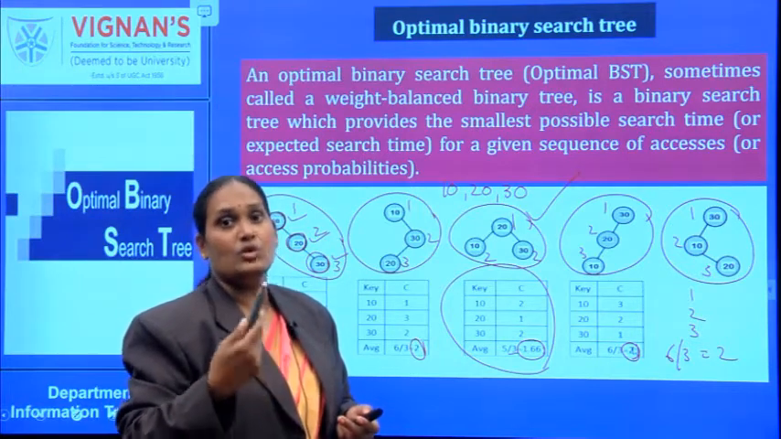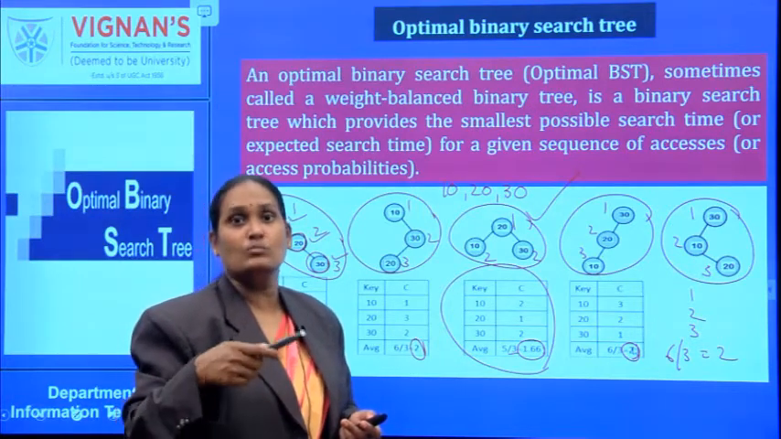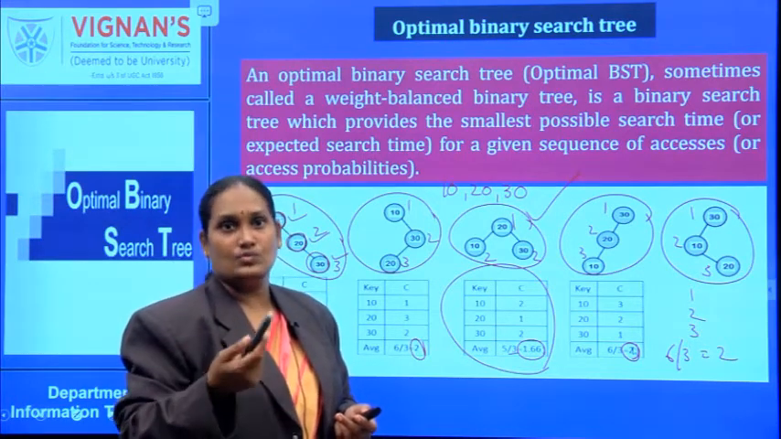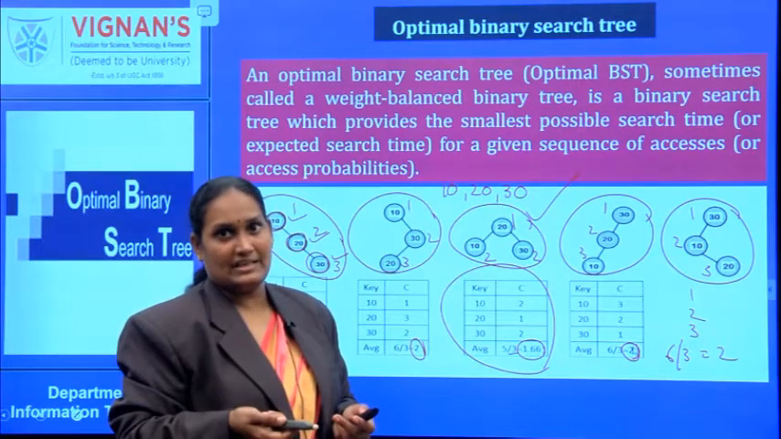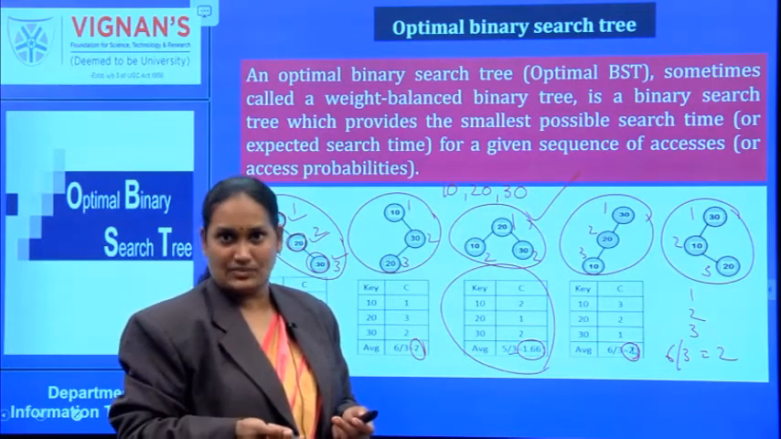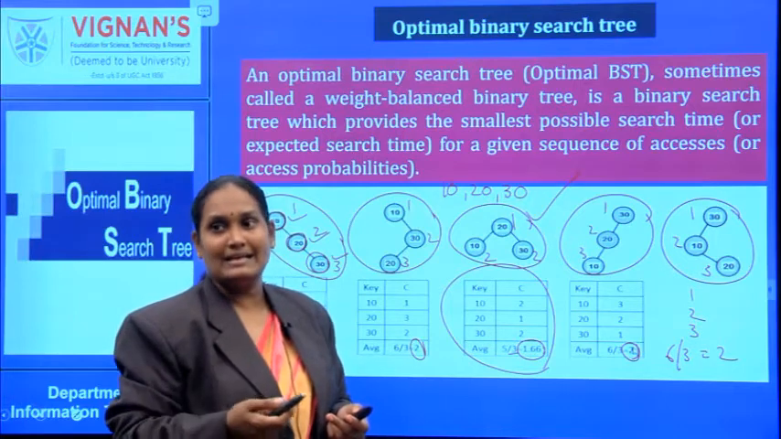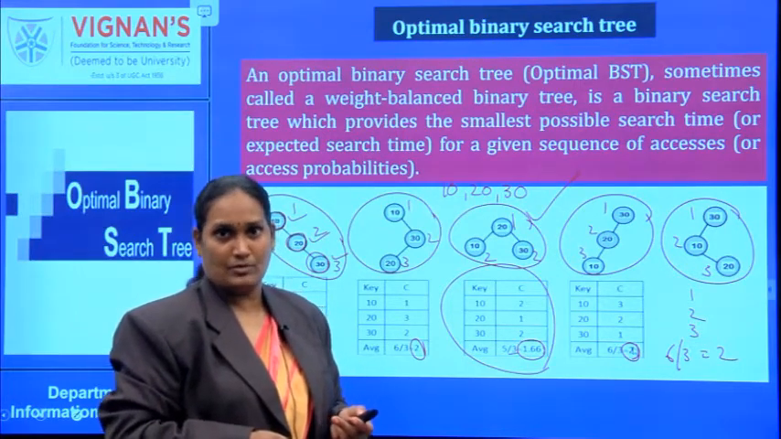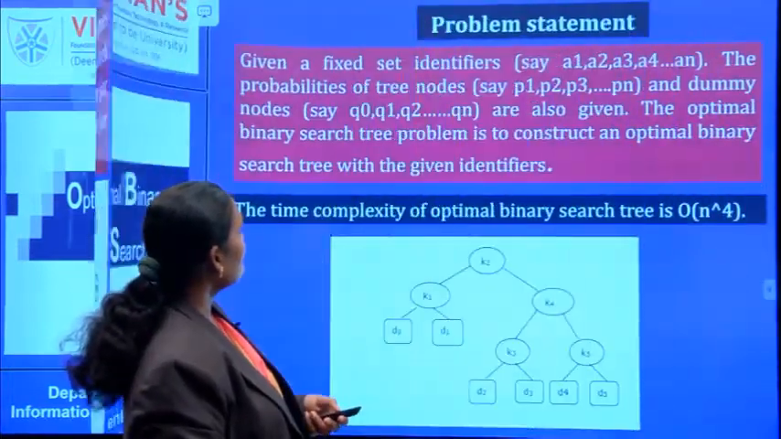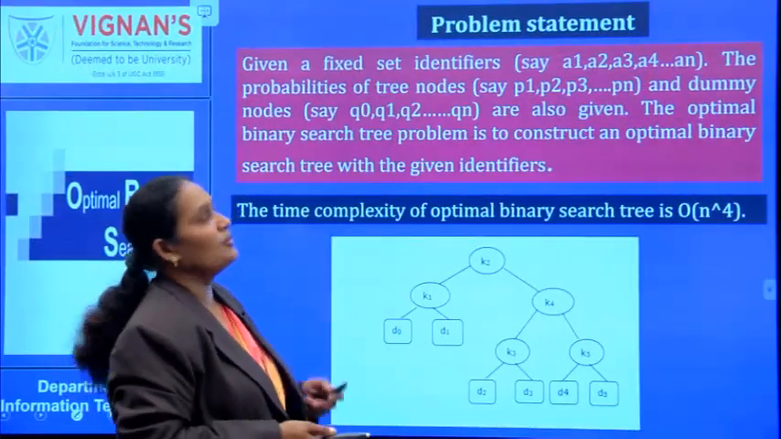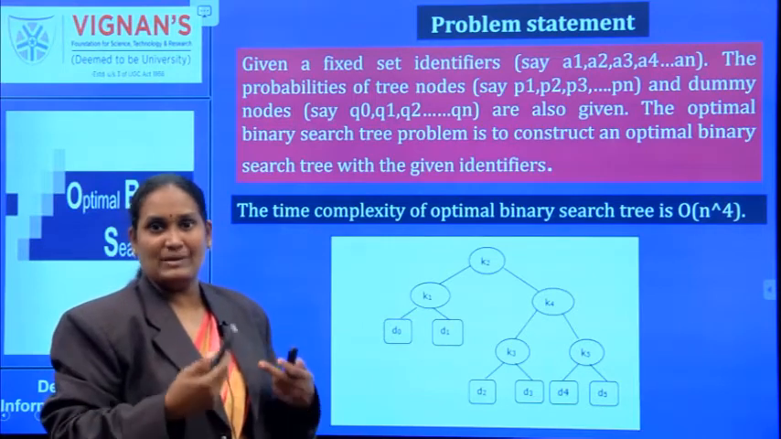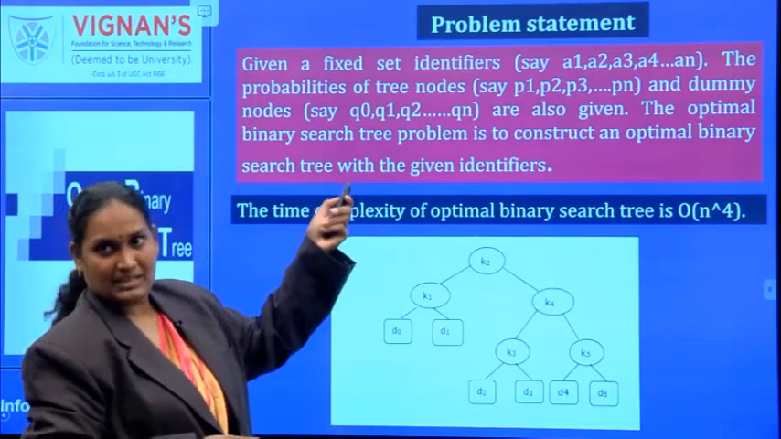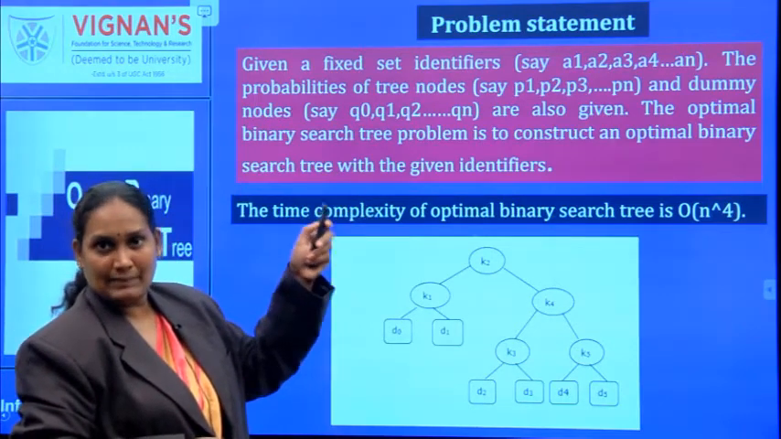But if you are given more than 3 nodes, we will get a larger number of binary search trees. So it is not possible to find the optimal binary search tree within the given limits of time. That's why we follow dynamic programming to solve the optimal binary search tree problem. Now let us see the problem statement. What is the problem statement that we are going to solve? Given a fixed set of identifiers. Here identifiers are nothing but elements.